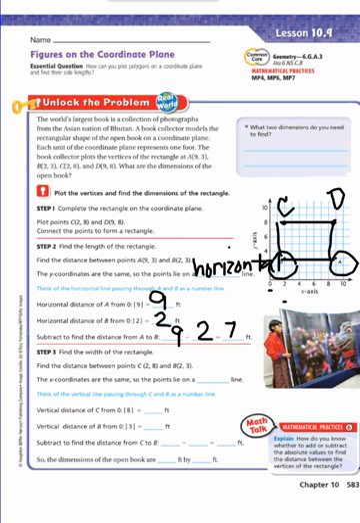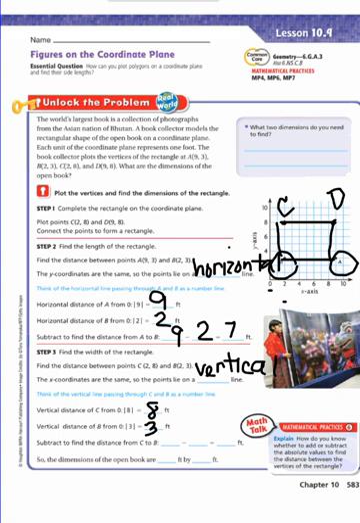Step 3. Find the width of the rectangle. Find the distance between point C (2,8) and B (2,3). The x-coordinates are the same, so the points lie on a vertical line. Think of the vertical line passing through C and B as a number line. The vertical distance of C from 0 would be the absolute value of 8, which is 8. And the vertical distance of B from 0 is the absolute value of 3, which is 3.